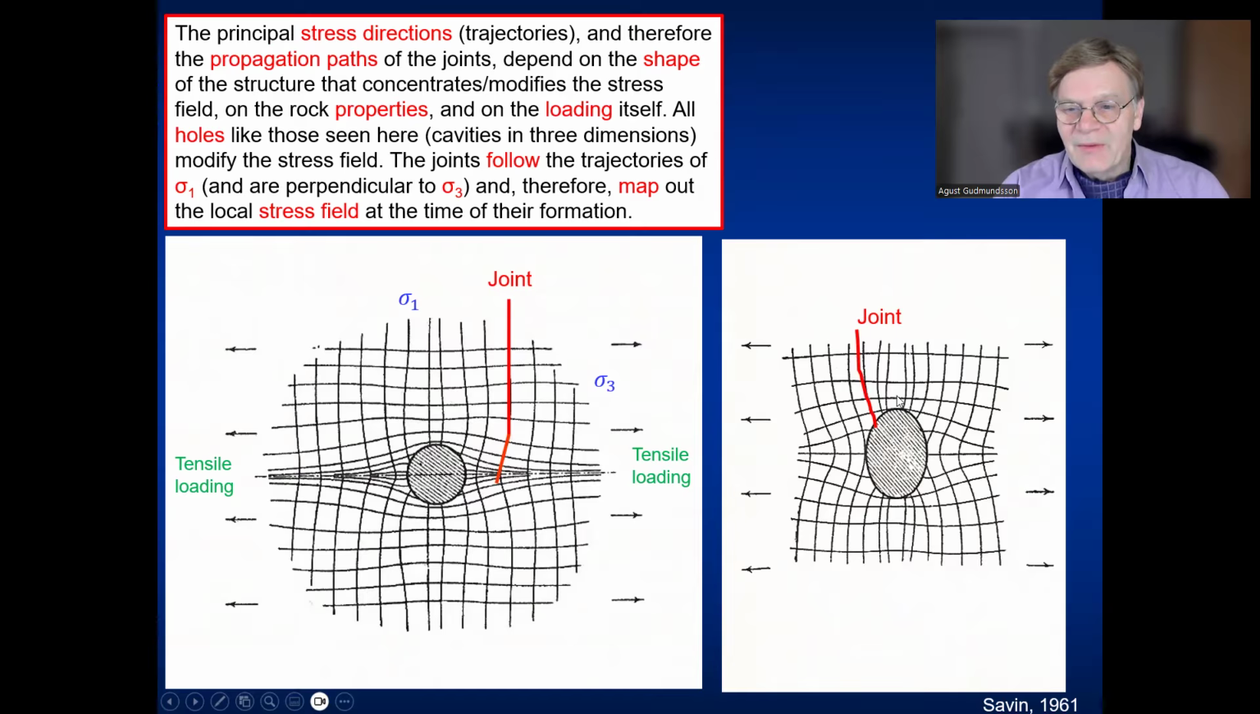The stress field around the elliptical hole is slightly different, but still there's a curvature in the joints, just like what you saw earlier. So what we have then is that the joints follow sigma 1, and in fact sigma 2 is in the joint plane trajectories, and they're perpendicular to the maximum tension sigma 3. So when a joint pattern forms, as you saw, they basically trace out the local stress field at the time of their formation.